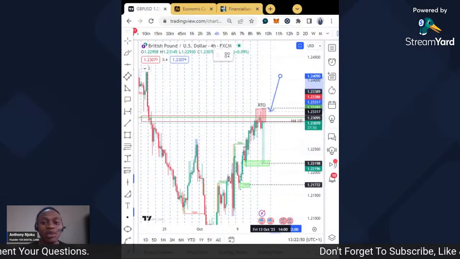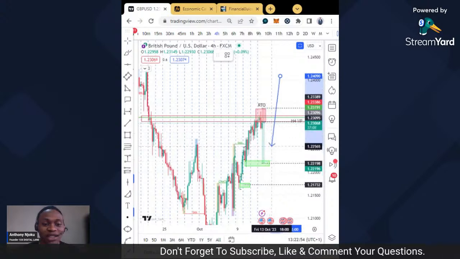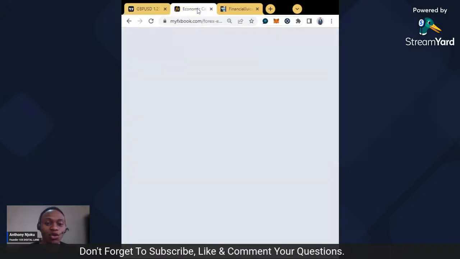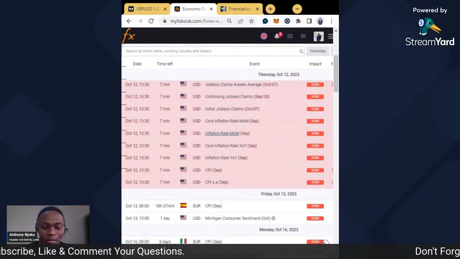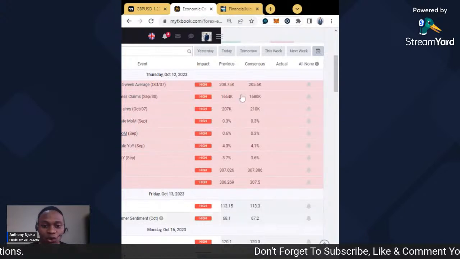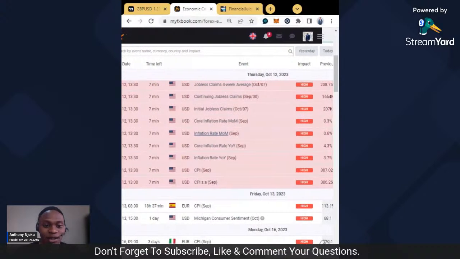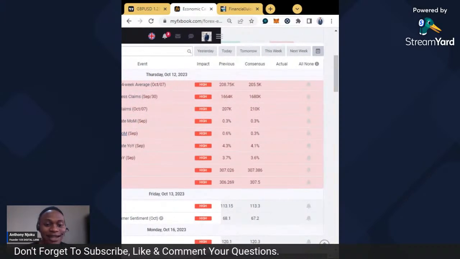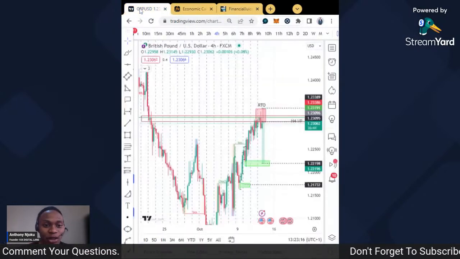I expect this CPI to be the trigger we need to push GBP USD down, which means that if CPI turns out good for dollar, and CPI is going to be coming out in 7 minutes time, then you should expect people buying dollar more and selling Great Britain pound.